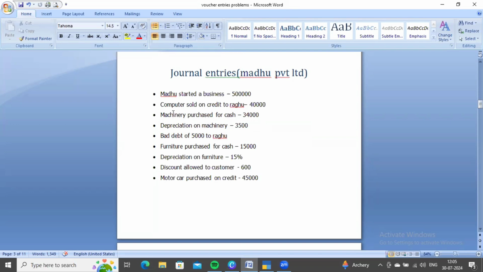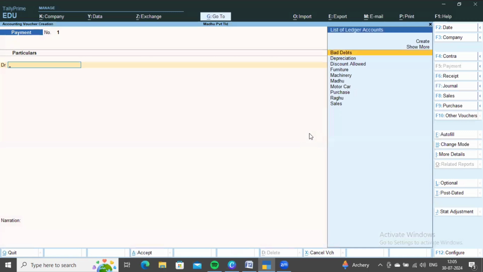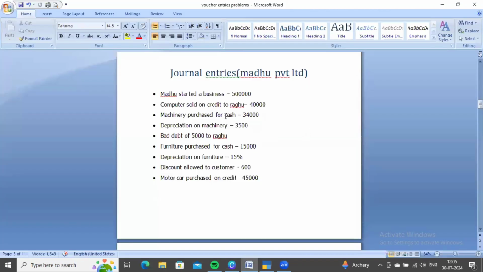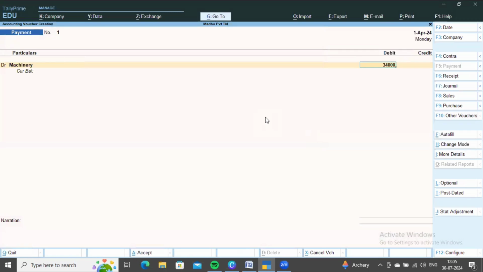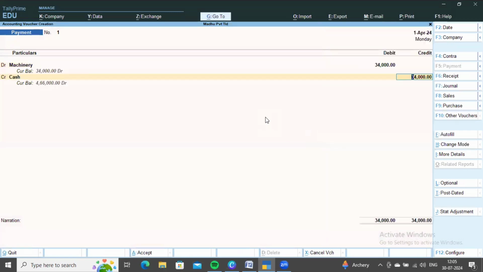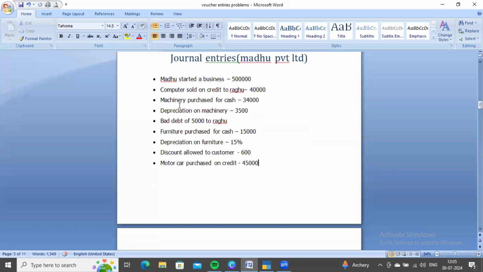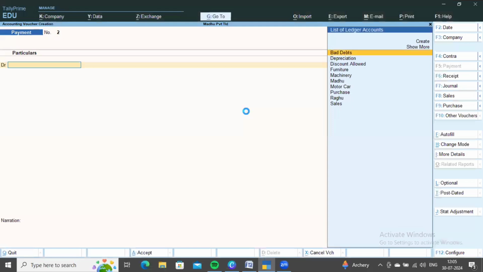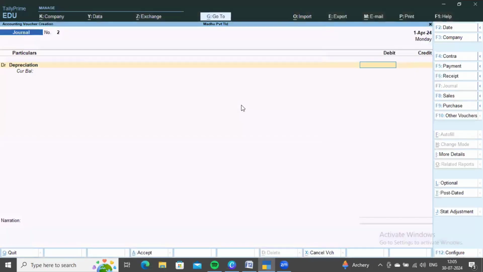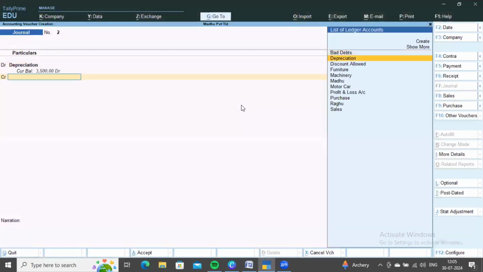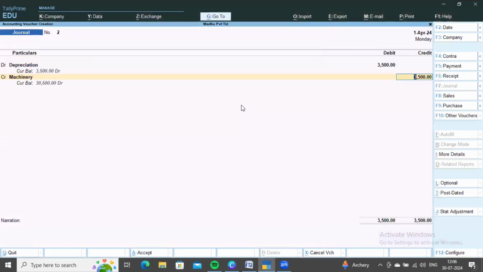Next, machinery purchased for cash. It is a payment, as we are paying cash. So press F5 and debit machinery account. How much? 34,000 and credit cash account. Control A. Depreciation on machinery. This transaction comes under journal voucher. So press F7. First we need to debit depreciation, as depreciation is an expense. How much? 3,500, to machinery account as depreciation has been provided on machinery. So credit the machinery account.